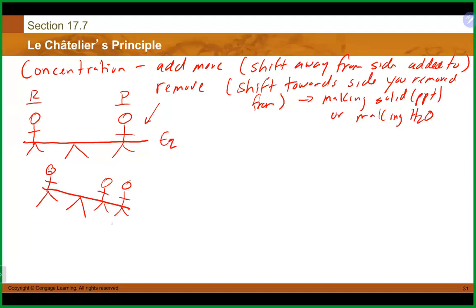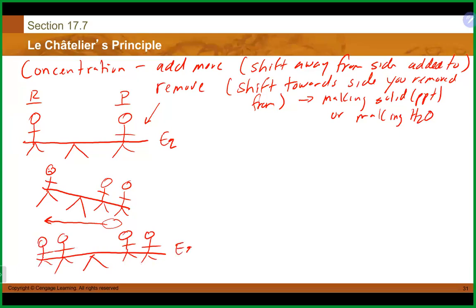And now in this case, to fix the situation, we actually need to put more people on the left-hand side. So we added people over here. So to fix it, we would have to shift to the left there and put more people on the left-hand side to bring it back to equilibrium. And when it does so, we will be back to our second equilibrium position here. And we're back to equilibrium. So if you add more products, it will shift to the reactant side.